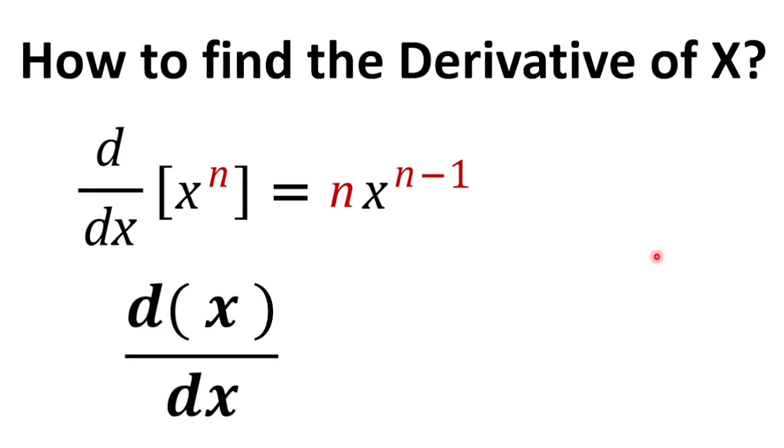So our problem is to find the derivative of x. This is the notation of the derivative. This means we're going to find the derivative of x. So we denote it as dx over dx.